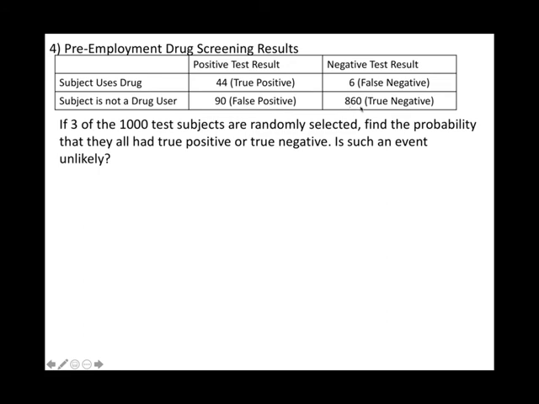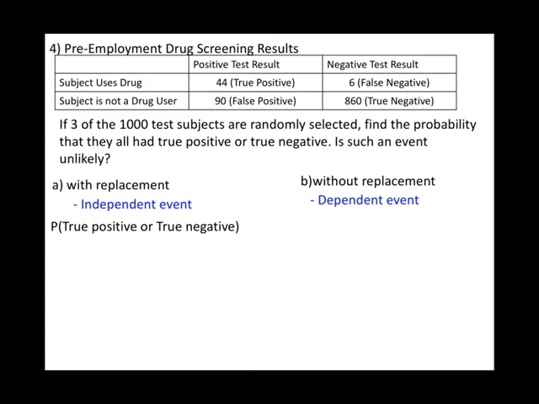44 plus 860. And then they say, A, with replacement means I'm gonna pick the first subject and then I'm gonna put it back. I'm gonna pick the second subject and then I'm gonna put it back and then I'm gonna pick the third subject. So with replacement means this is gonna be an independent event. So now think about it. What is the first one? It's going to be true positive or true negative. The first one, that will be 44 plus 860.